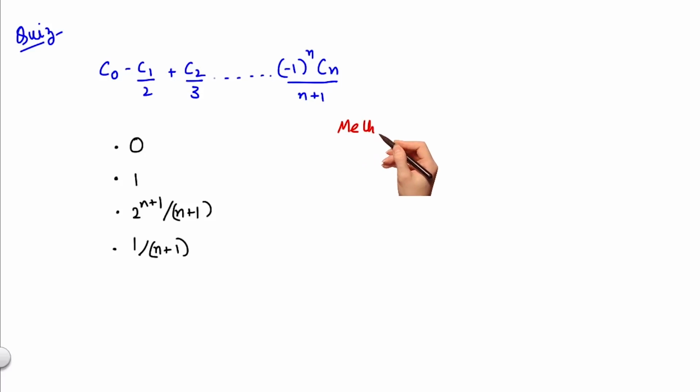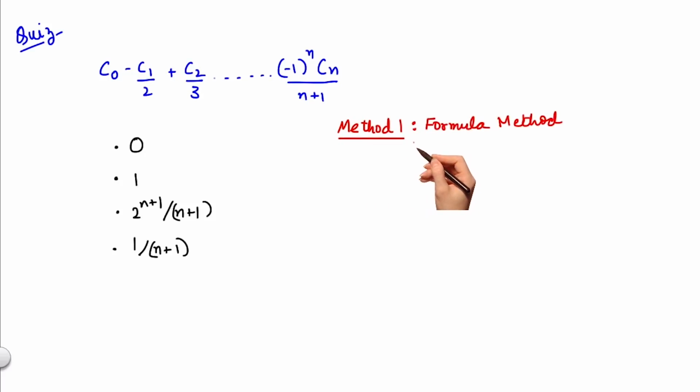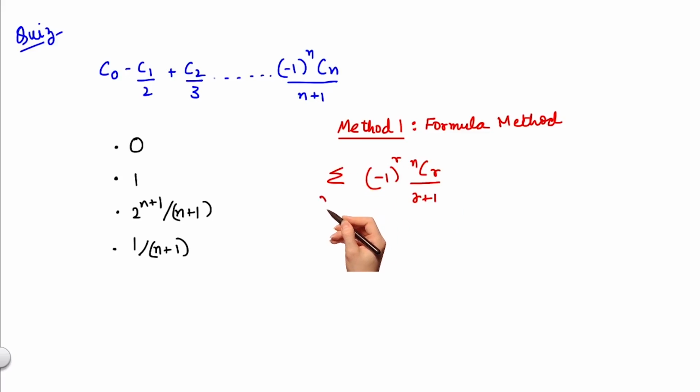Let's first try solving this with the formula method. Now it is clear that the general term for this series can be written as nCr divided by r plus 1, and since there is an alternate plus minus sign, I need to add a minus 1 to the power r as well. So if I sum this from r going from 0 to n, I get my series.